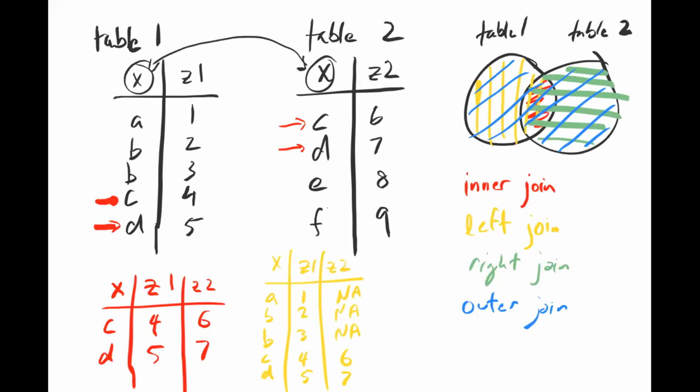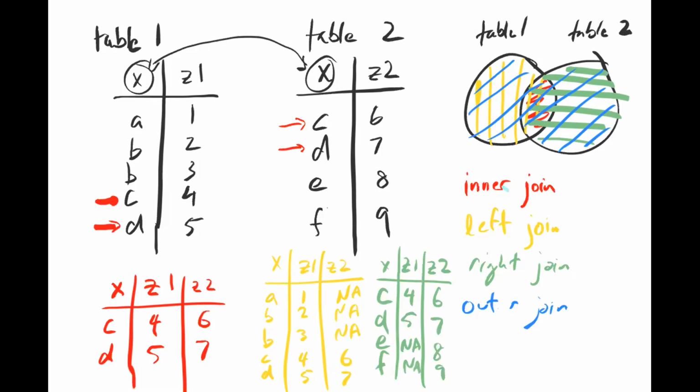Okay, and so you can imagine a similar type of thing here, X, Z1, Z2. For the right join, we will have, let's see, C, D, E, F. Z1 is going to be 4 and 5 here, and then NA here. And then these will be 6, 7, 8, 9. Let me erase this.